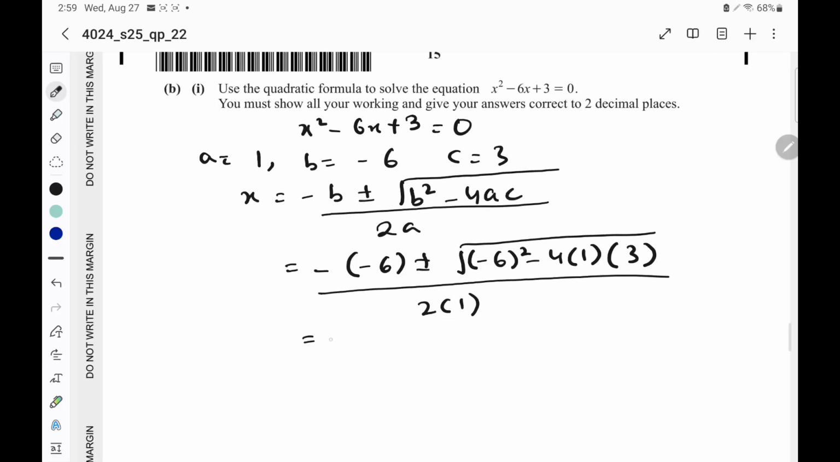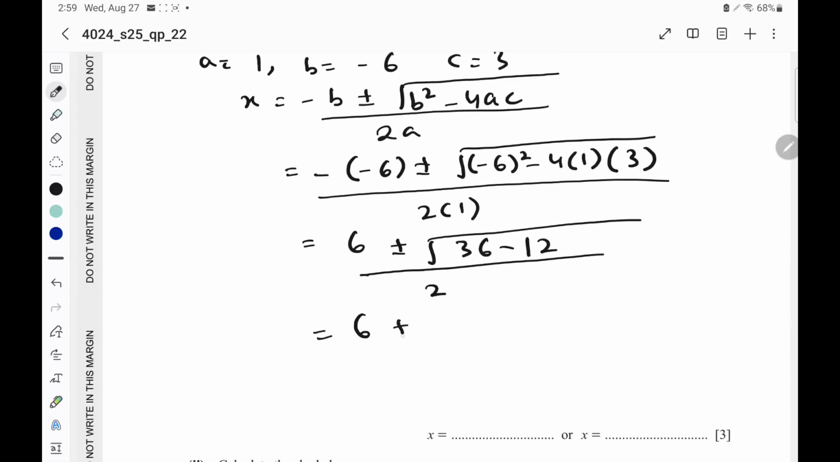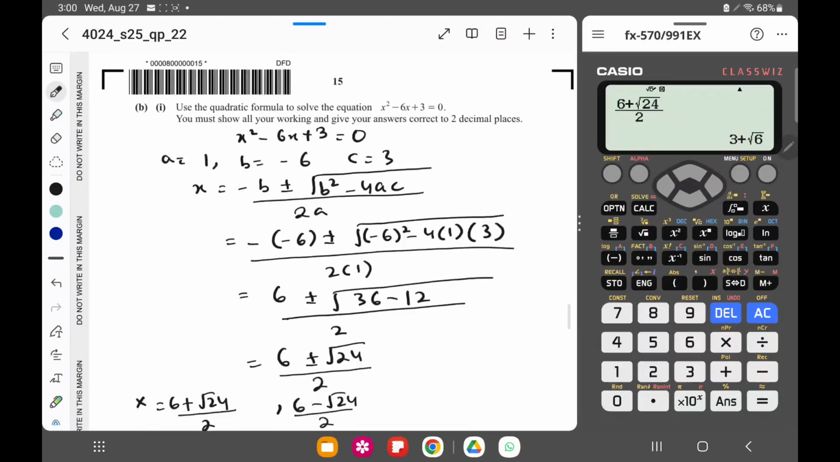So minus into minus will become plus 6 plus minus, that is 36, and 4 threes are 12, upon 2. 6 plus minus, 36 and 12, the difference is 24, upon 2. So quickly take your calculator. x equals 6 plus square root 24 upon 2 and 6 minus square root 24 upon 2. So that is 6 plus square root 24 upon 2, and your answer is 3 plus square root 6, but they are asking you to write your answer to 2 decimal places.